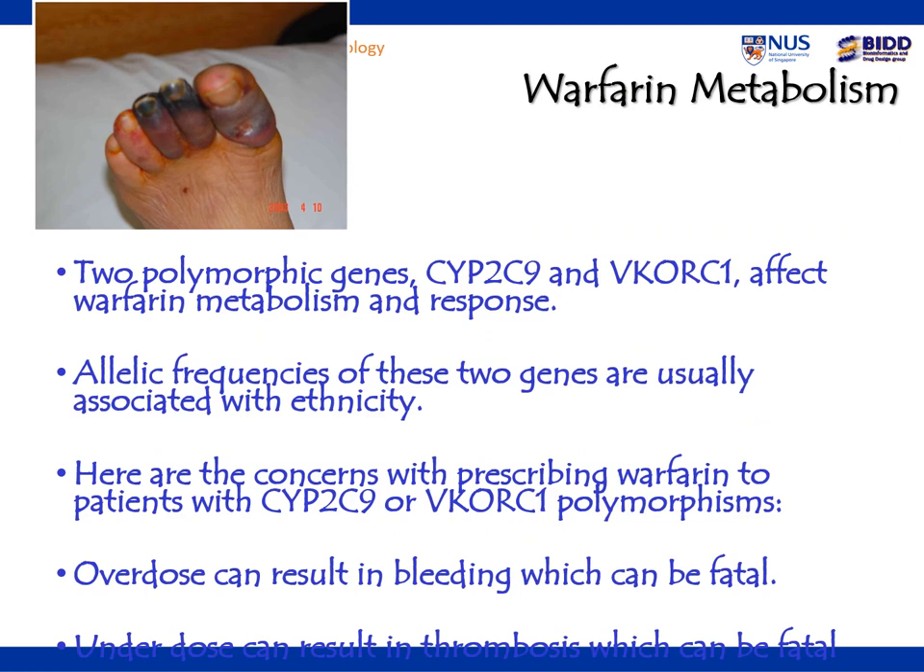In order to understand this, we should understand the metabolism of warfarin in the patient's body. Among individuals, there are two polymorphic genes. One is CYP2C9 and the other is VKORC1. They affect warfarin metabolism and response. Allelic frequencies of these two genes are usually associated with ethnicity. Here, there is concern with prescribing warfarin to patients with CYP2C9 or VKORC1 polymorphism, because an overdose of this medicine among those individuals may result in bleeding, which can be fatal, or an underdose, the lower dose, can result in thrombosis, which can also be fatal.